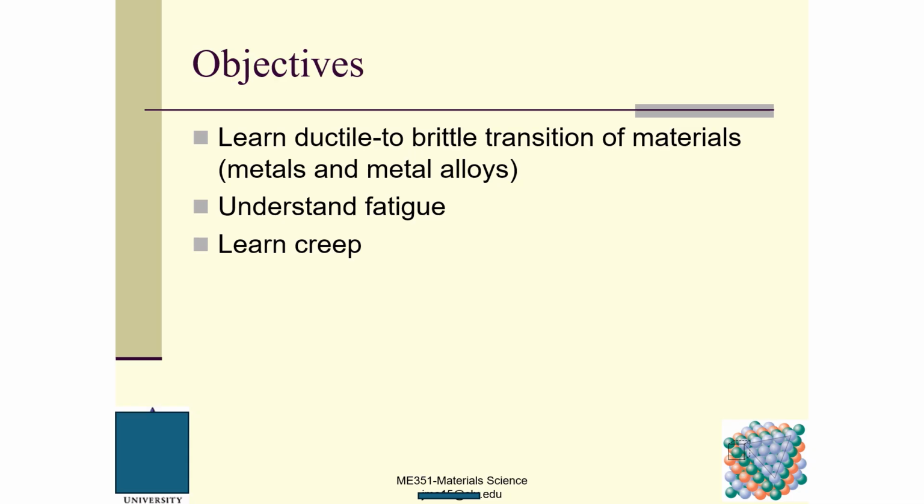And we also talked about impact testing, and today we're going to continue our talk. Here are today's objectives: we learn the ductile to brittle transition of materials, especially for metals and metal alloys. And then we are going to talk about fatigue. What is fatigue? And then we talk about creep.